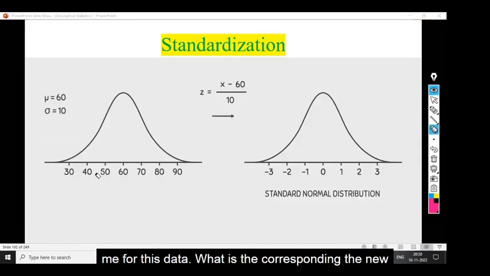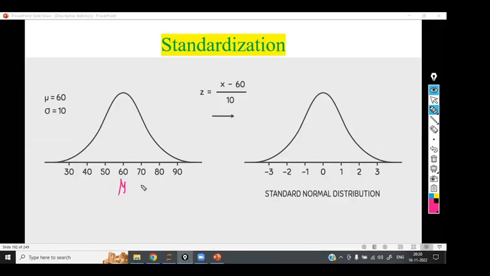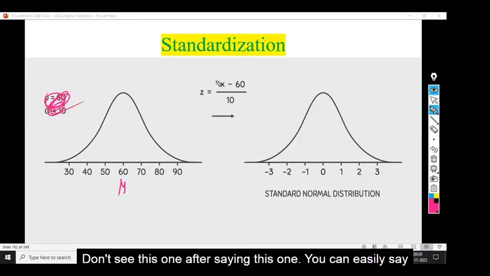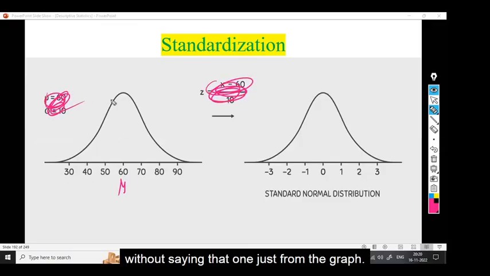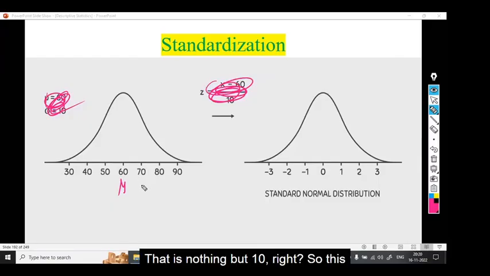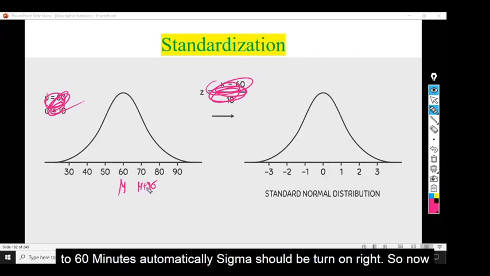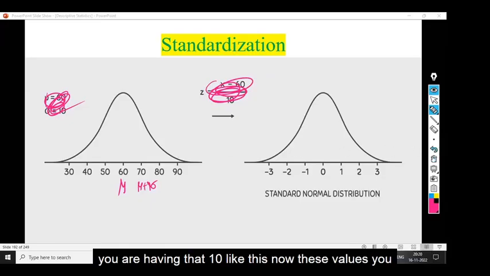Now tell me, for this data, what is the corresponding mu value? The center position, this is the center one, mu. What is the sigma? Don't look at this one; just from the graph you can easily say. That is nothing but 10, right? So this is mu plus 1 sigma, and mu plus 1 sigma is equal to 70. Mu is equal to 60, so automatically sigma should be 10 only, right? So now you have the 10 like this.